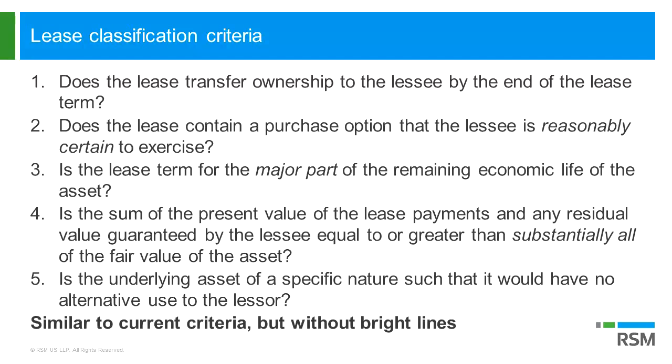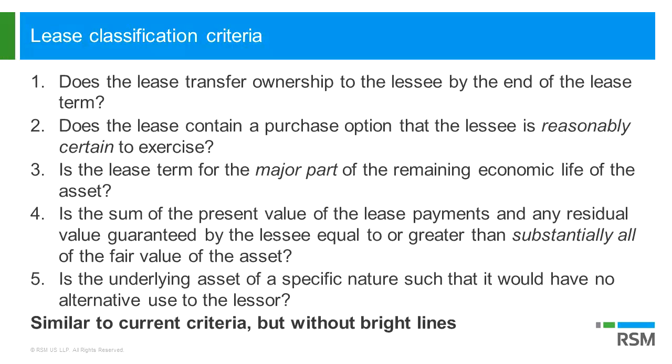Moving on to number 2, does the lease contain a purchase option that the lessee is reasonably certain to exercise? So you'll notice that this criteria has replaced the explicit percentage with reasonably certain. Generally speaking, we're looking at the 75 and 90% for the major part in number 3, 75% of the remaining economic life of the asset.